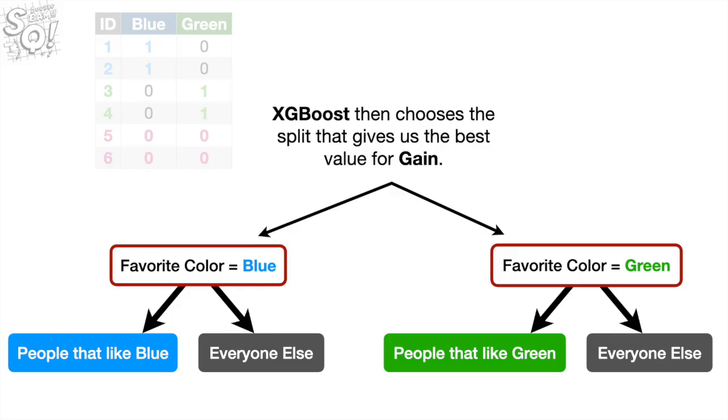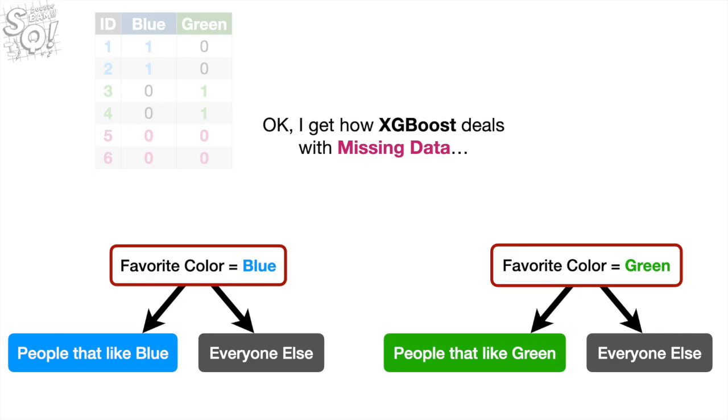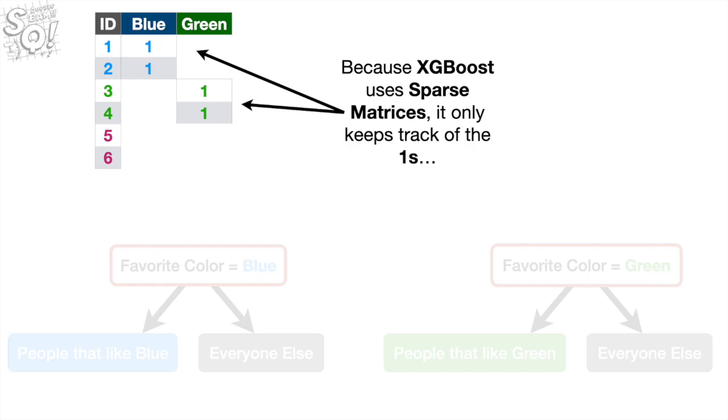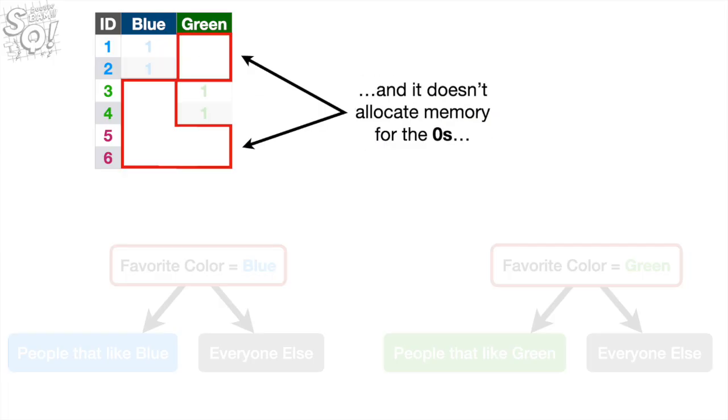XGBoost then chooses the split that gives the best value for gain. Okay, I get how XGBoost deals with missing data. But doesn't keeping track of all these zeros take up a lot of memory? Because XGBoost uses sparse matrices, it only keeps track of the ones, and it doesn't allocate memory for the zeros.